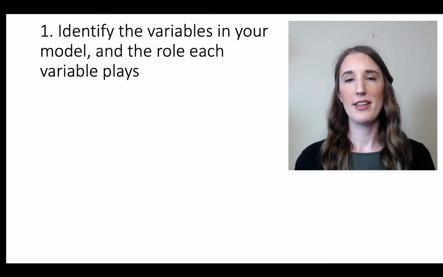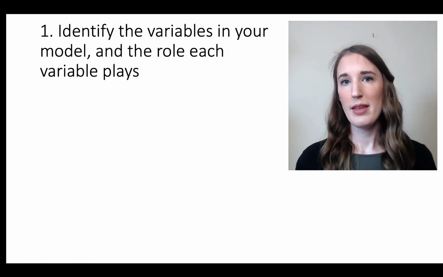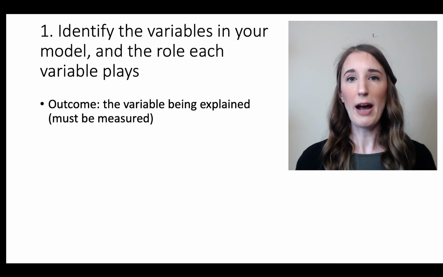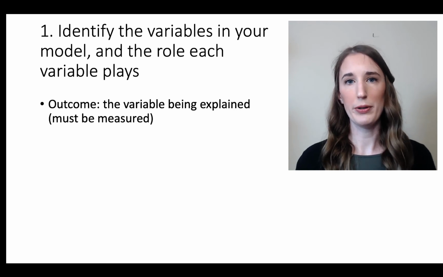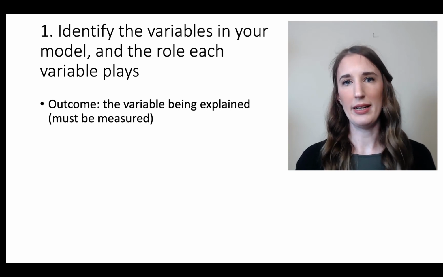Let's dive deeper into this first step. Identify the variables in your model and the role that each variable plays. Here, I'm referring to whether your variables are the predictor, the outcome, or maybe a control variable. Your outcome variable is the variable being explained. This is also sometimes called a dependent variable. Outcome variables always must be measured or observed, meaning that we can't manipulate our outcome variable.